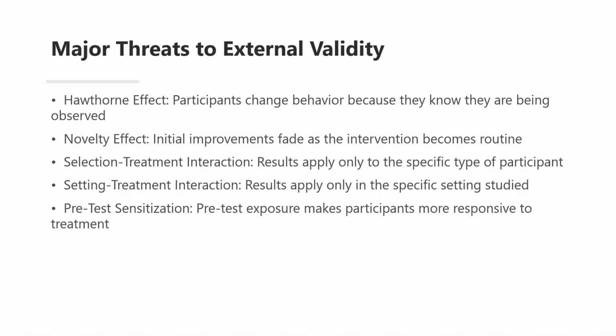Now let us look at the specific threats to external validity that appear most frequently on the certification exam. These are concepts you are going to want to know well, and I think you will find them genuinely interesting once you see how they play out in real evaluation scenarios. The Hawthorne effect is perhaps the most well-known threat to external validity, and it is one of those ideas that sticks with you once you understand it.